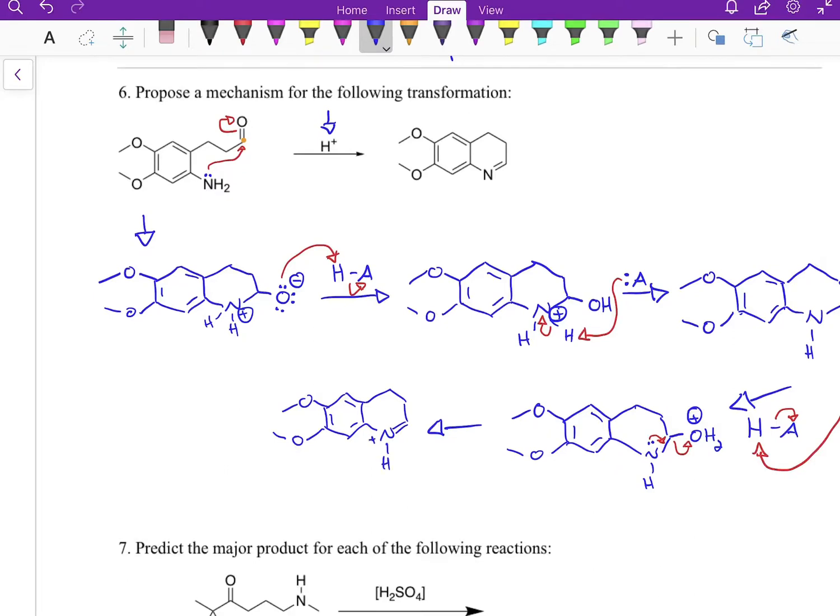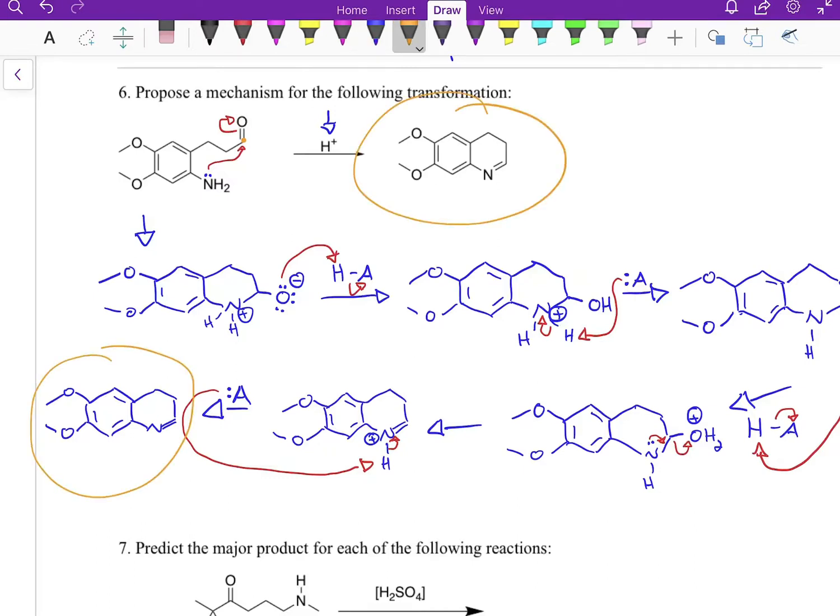So you have a double bond there now, but now you have the positive charge on the nitrogen. You need to get rid of that. So you're going to use the base. And that's going to move it up here, which is now going to leave you with your product. So this right here is right here.